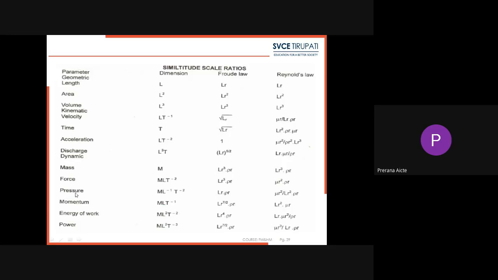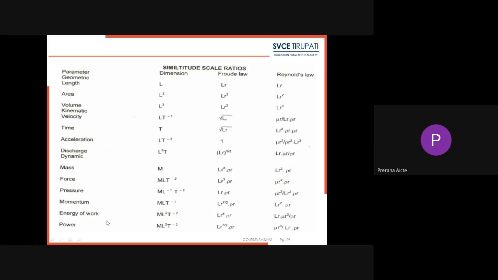For pressure, the dimensions are m L power minus 1 t power minus 2. From Froude law, the scale ratio is LR into rho r. From Reynolds law, the scale ratio is mu r square by LR square into rho r. For the momentum, the dimensions are m L t power minus 1. From Froude law, the scale ratio is LR power 7 by 2 into rho r. From Reynolds law, the scale ratio is LR square into mu r.